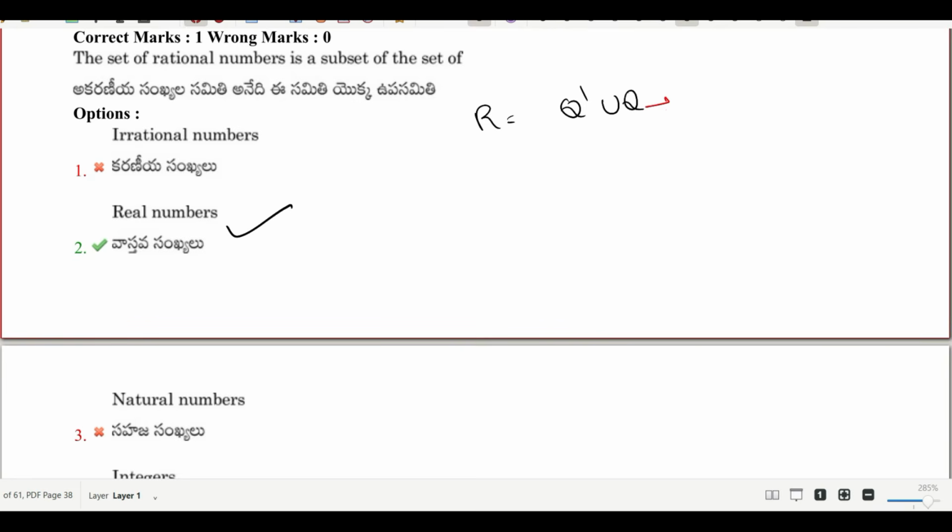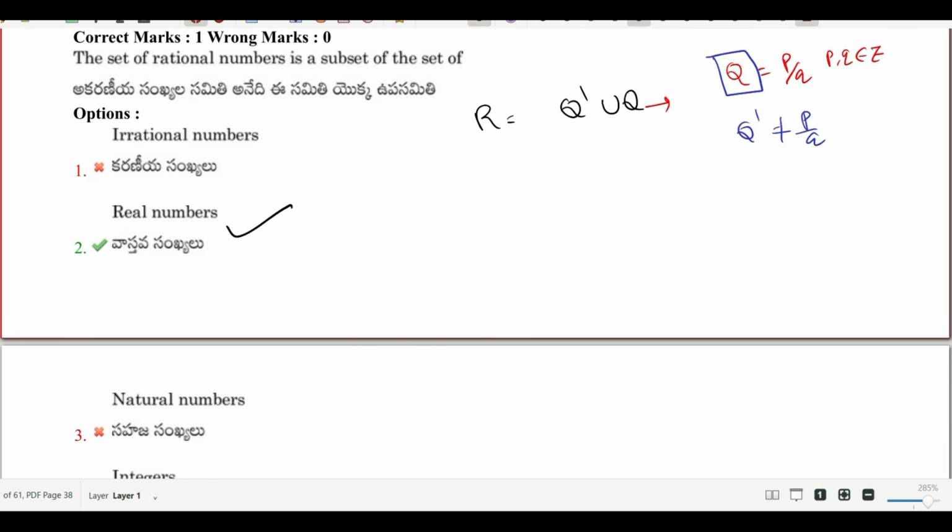Okay, this is called the rational number. Rational numbers are the numbers which can be written in the form of p by q, where p and q belong to integers. The collection of rational numbers is represented by capital Q, and Q dash means the numbers which cannot be written in the form of p by q are known as irrational numbers. All together we say it is the collection of real numbers.